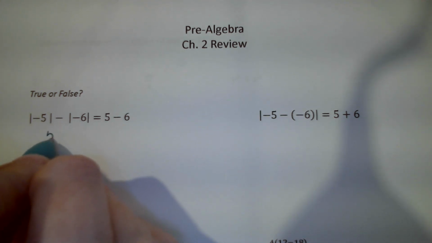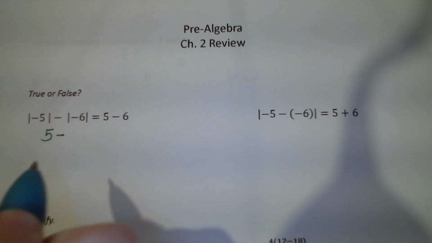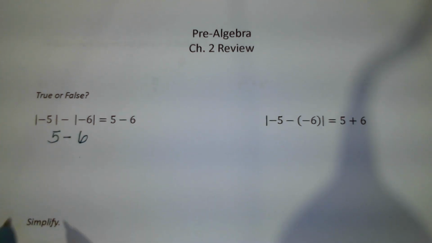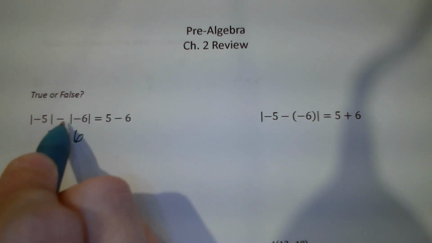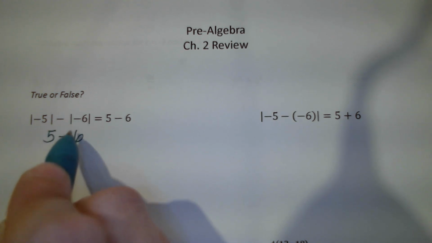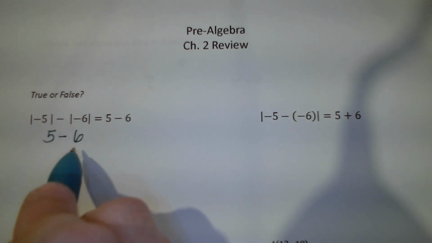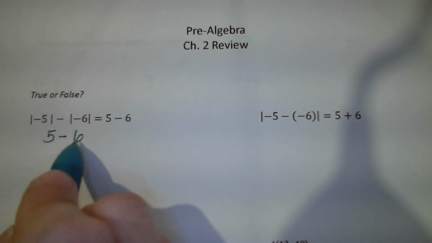Absolute value of -5 is 5. Bring down the subtraction, and the absolute value of -6 is +6. Notice we did not cancel out the negative and the subtraction because this is absolute value, not parentheses. So we take the absolute value first, which makes it positive. So we're subtracting a positive.